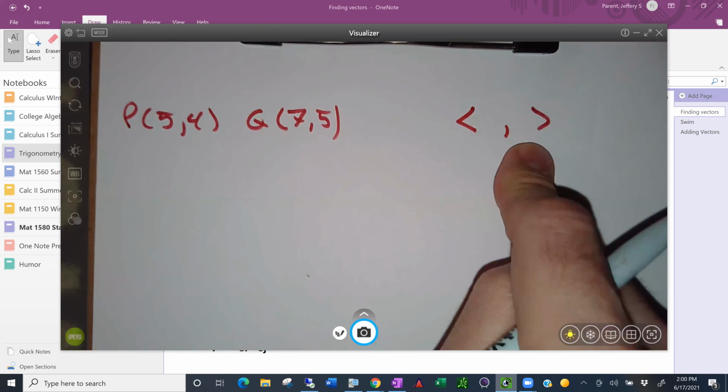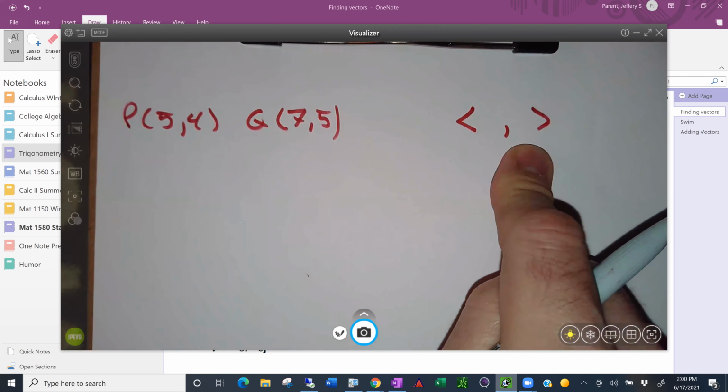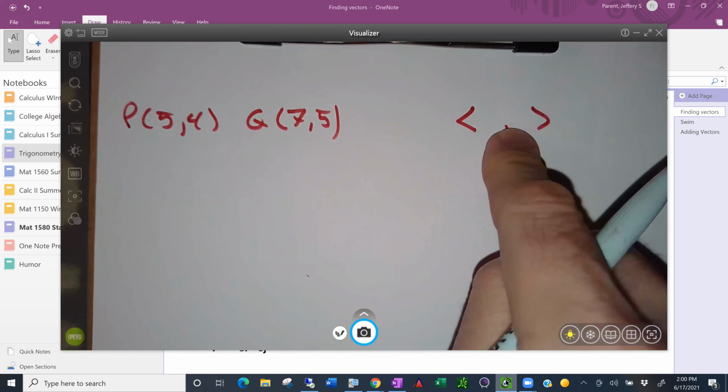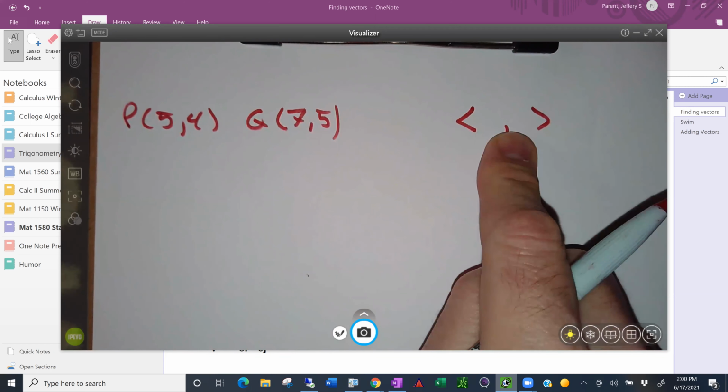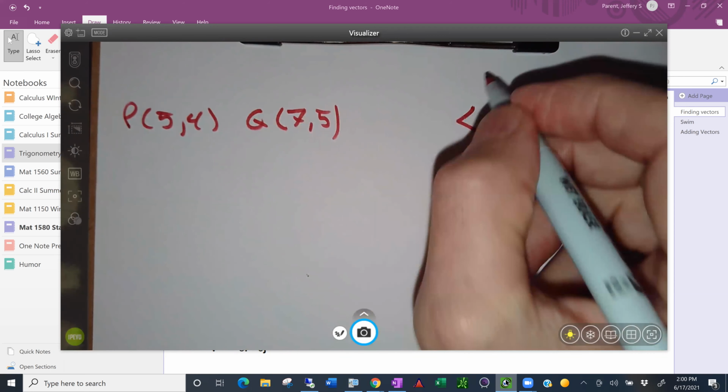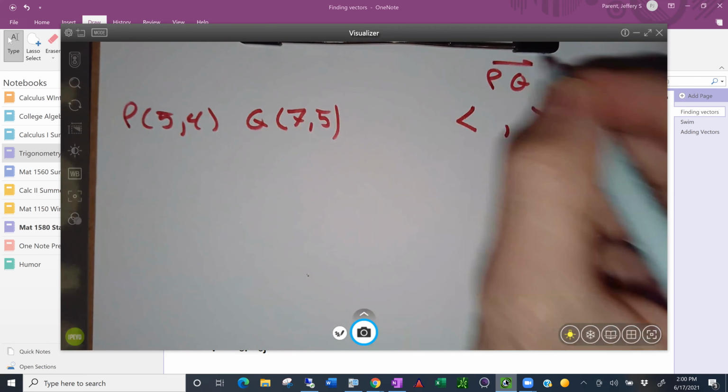Now on the video that I had you watch, I think I was careful to talk about the notation here and the difference between something like this and something like this. This is the notation of a vector. It's no longer just a point, it's a line starting at the origin, ending at that point. So I want the vector PQ, vector starts here and ends here.